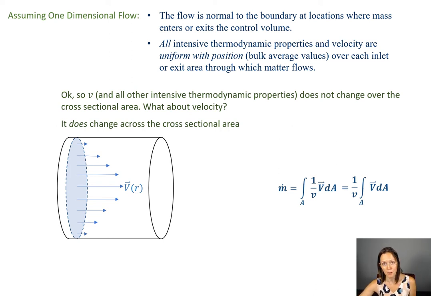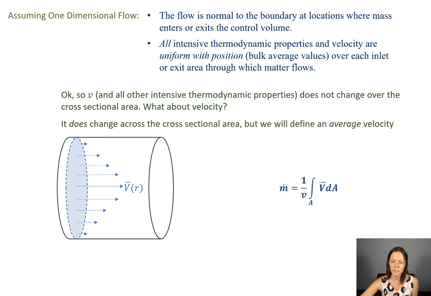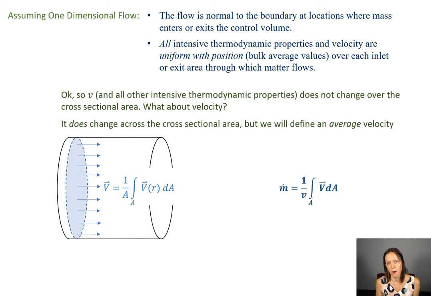Well, I could integrate it if I knew that function, but we simplify things here and we define an average velocity. We're not going to calculate average velocities in this class. It's more of a fluid dynamics problem. Any velocity that is given to you, you can take as that average velocity. So just be aware that it does change with respect to the location within that cross-sectional area, but we aren't going to consider that in this class.